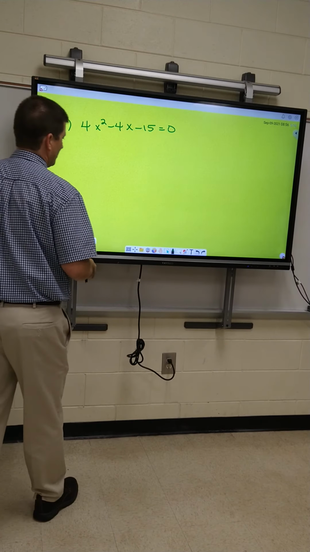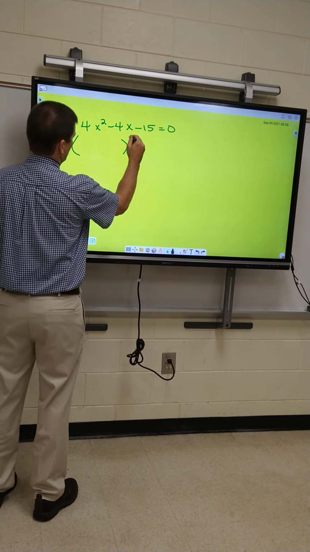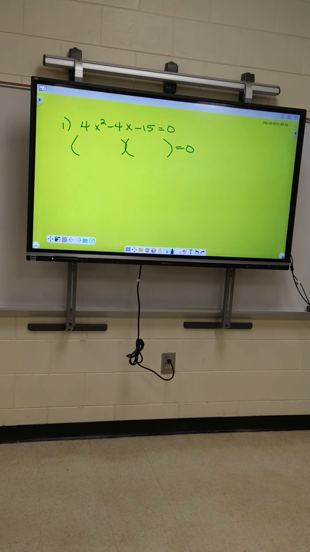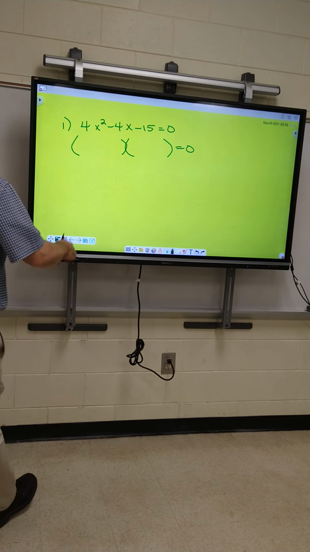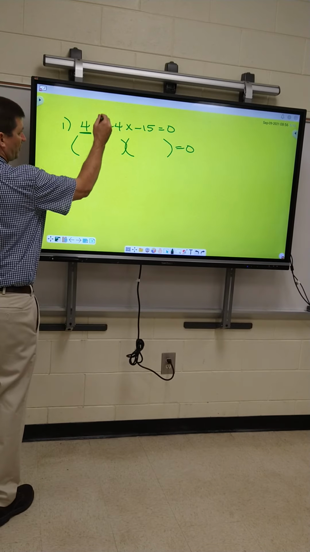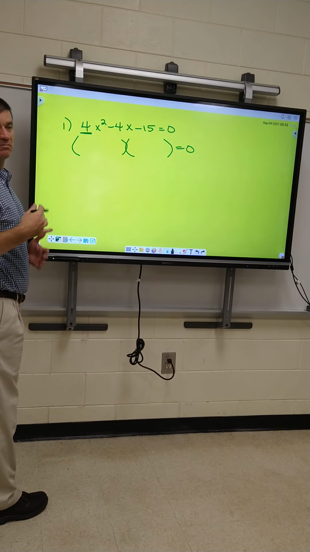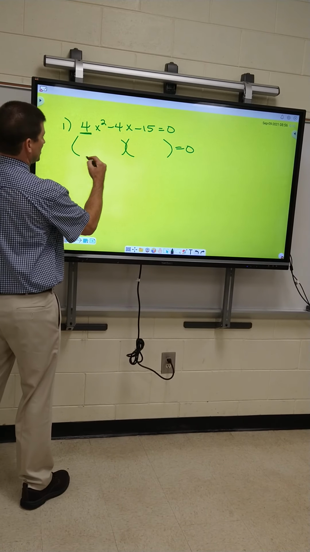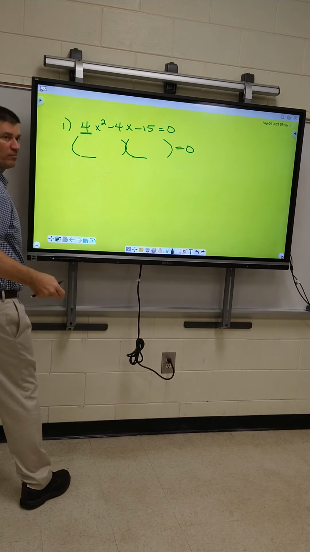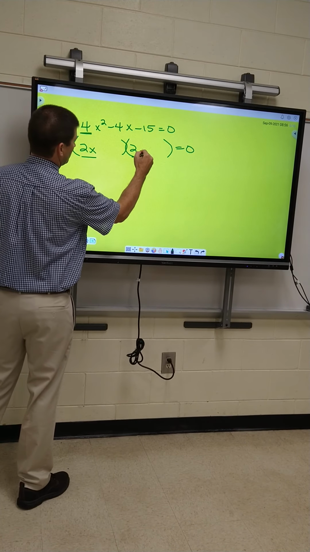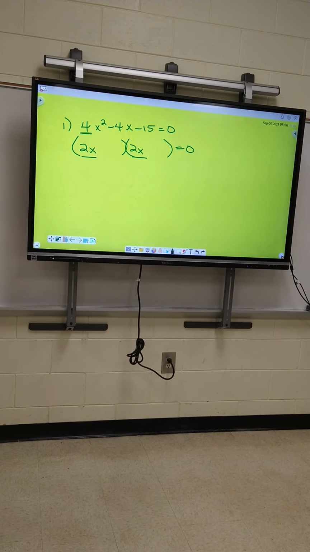All right, so we got to factor these. Now, what makes these harder than our other problems we used to do? We did a couple last Thursday. When you have a number in front of the x squared, a coefficient in front of x squared, it makes it hard. What numbers can I times here and here that equal 4? 2 times 2. That was easy. Write them in. 2x, 2x.